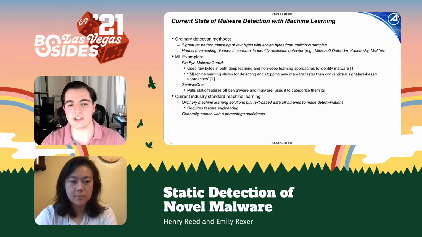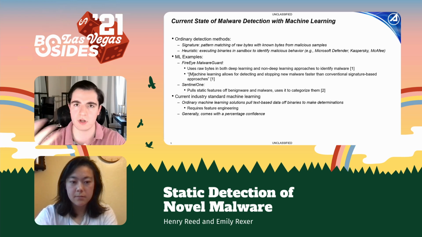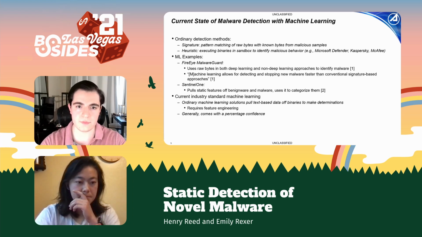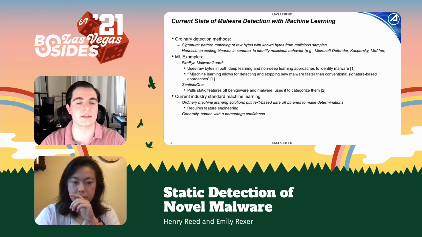Current industry standard machine learning methods generally take text data off of a binary, similarly to ordinary signature detection, and then they use it in combination with a machine learning model. This requires a step called feature engineering, which is a time-consuming process, and then in the end you get a model that can tell you whether something is malicious or not with a percentage confidence. We are not doing that. Instead, we're using images and an image recognition model. I'm going to pass it off to Em, who will talk about this in more detail.